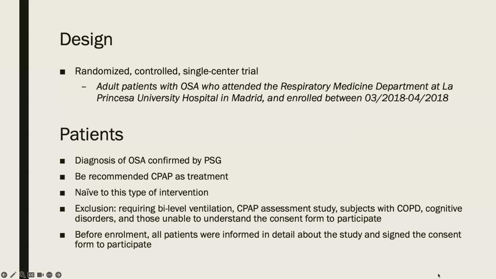What they did was, it was a randomized controlled single center trial. And at the bottom, these were their inclusion criteria. So primarily adult patients went to this respiratory medicine department at this hospital, and they were enrolled within a 1-month span. Patients would have to be diagnosed with obstructive sleep apnea by PSG, and they are being recommended CPAP as a treatment. Patients have to be naive to this intervention, never tried PAP therapy before.